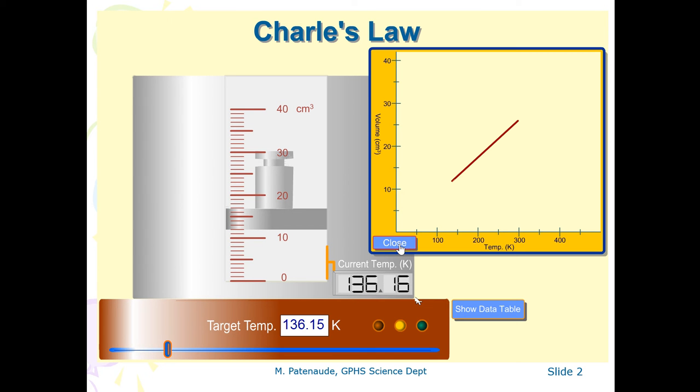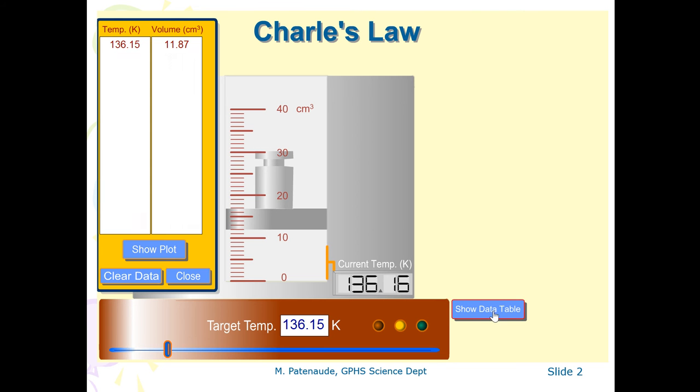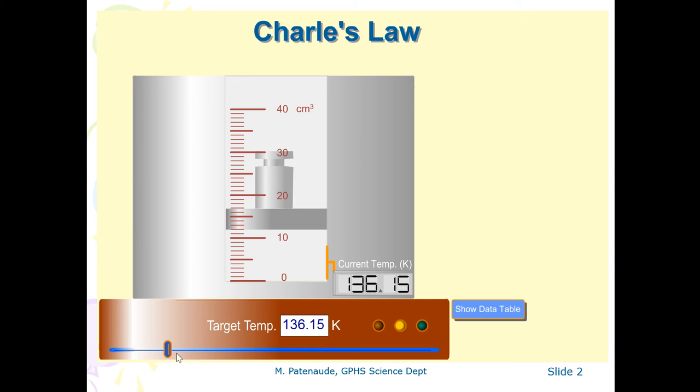So now if I close this graph and show the data table, you can write down the first data point. So 136 Kelvin and 11.9 cubic centimeters. Later we're going to want to copy this onto our graphing calculators. So 136 and 11.9 cubic centimeters. Now let's go and do a second point.